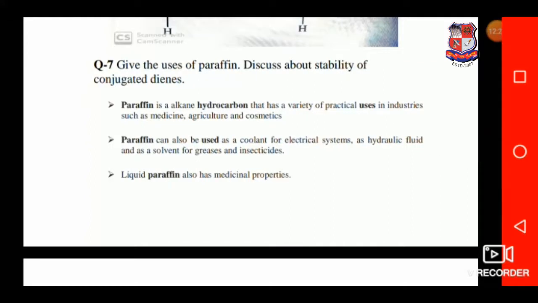Question number 7. Give the uses of paraffin and discuss the stability of conjugated dienes. Paraffin is an alkane hydrocarbon that has a variety of practical uses in industries such as medicine, agriculture, and cosmetics. Paraffin can also be used as an insulator for electrical systems, as hydraulic fluid, and as a solvent for greases and insecticides. Liquid paraffin also has medicinal properties.